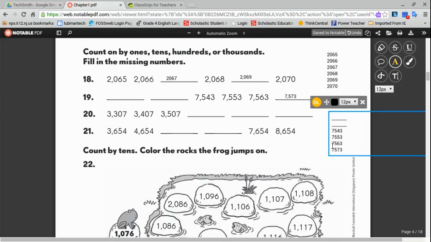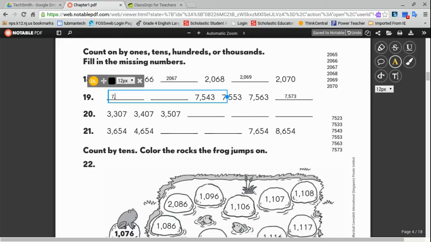Now let's count backwards because I'm going backwards. So that's 73, 7,563, 7,553, 7,543, and before 43 would be, of course, 33. So my answer for here would be 7,533, and before 33 would be 23. So I'd have 7,523. And I'm going to put my answers over here, and then I'll double check.